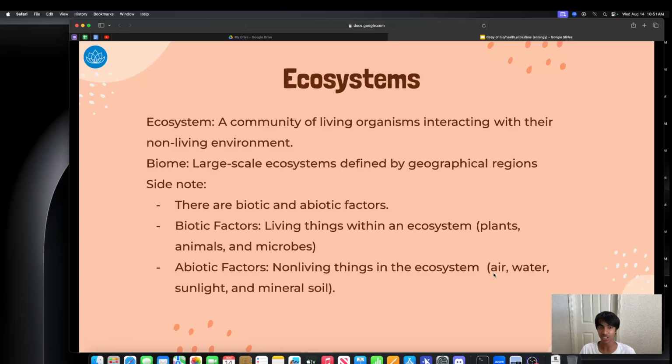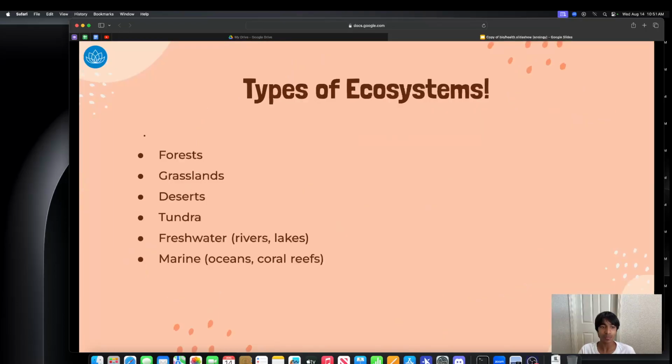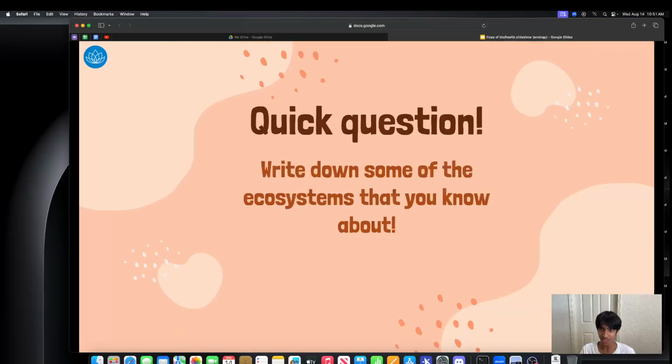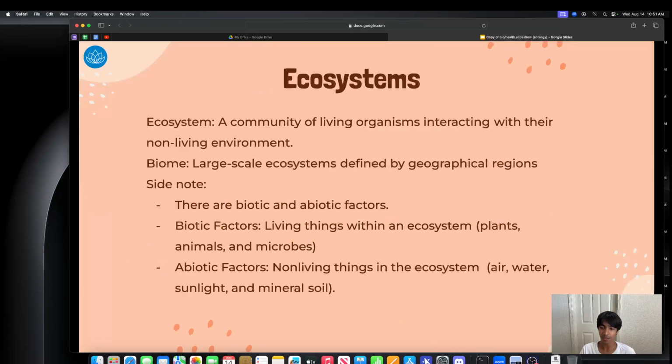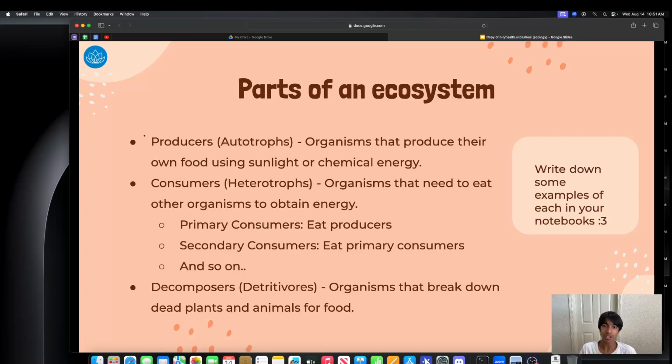That's an ecosystem, right? So question, write down some of the ecosystems that you know about. So here are some types of ecosystems: forests, grasslands, tundra, desert, freshwater, rivers, lakes, oceans, marines, coral reefs. All of these are ecosystems. So just keep in mind that ecosystems are animals interacting with their non-living environment. Yes. And then here are the parts of an ecosystem.